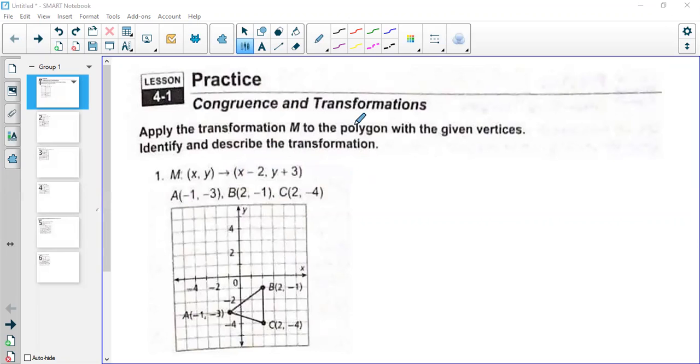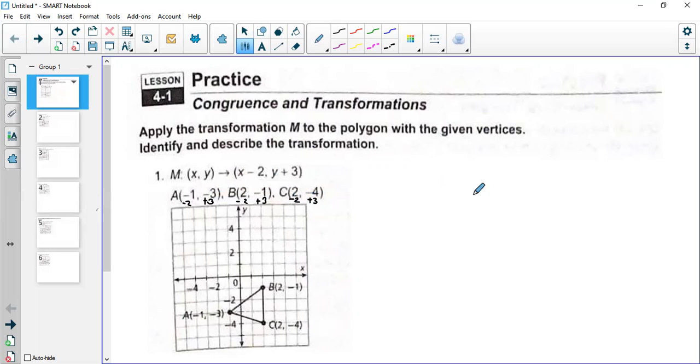All right, so let's go ahead and check what kind of transformation has taken place and where the new image is going to be. These are the coordinates we have: A is negative 1, 3; for B, it's 2, negative 1; and for C, it's 2, negative 4. And the rule says x minus 2, which means from the values of x, you need to keep subtracting 2. So minus 2, minus 2, minus 2. And for the value of y, you will add 3.